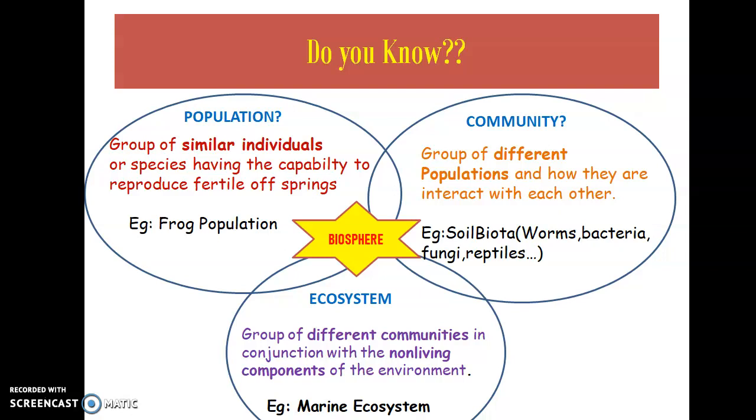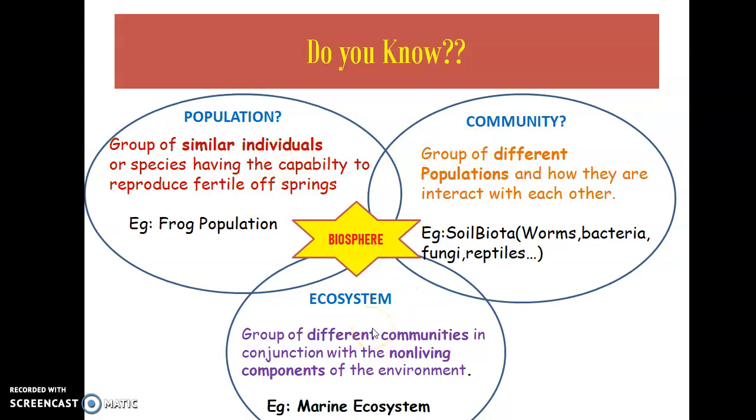Then what is meant by community? The group of different populations united together forms a community, and how they are interacting with each other. So in the population, we are concentrating on a particular species, while in community there will be different kinds of species. For example, soil biota, those organisms which are dwelling in soil. It consists of worms, bacteria, fungi, reptiles, etc. How these organisms are interacting with each other, they constitute a community. Okay, so the population is the group of similar individuals, while community involves the group of different populations.